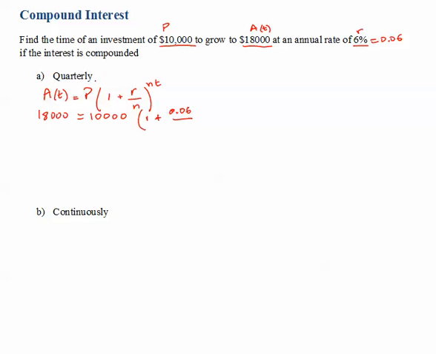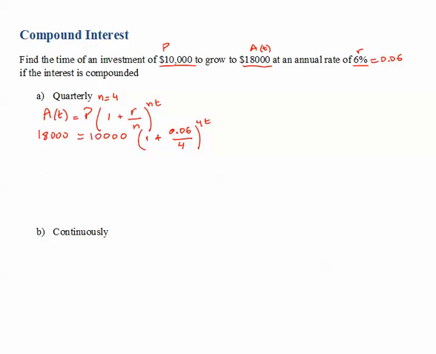over n, and quarterly means how many times in a year? 4 times. So 4 to the power, or 4 times t. We don't know what t is. That's what we're looking for, and this is a matter of solving exponential equations. So what we do first is divide both sides by 10,000, and so we get basically 18 over 10, or 1.8. Let me just use 1.8, it's easier.